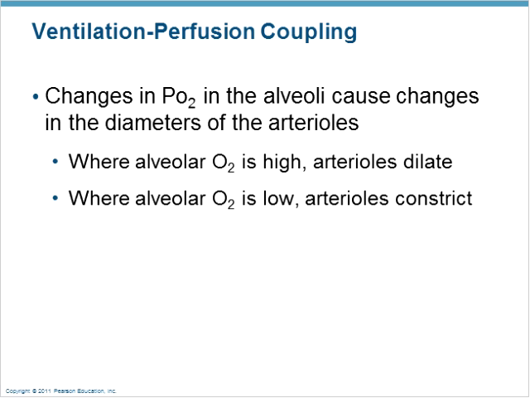Changes in the PO2 in the alveoli cause changes in the diameter of the arterioles. Where the alveolar O2 is high, the arterioles dilate. Where the alveolar O2 is low, the arterioles constrict.